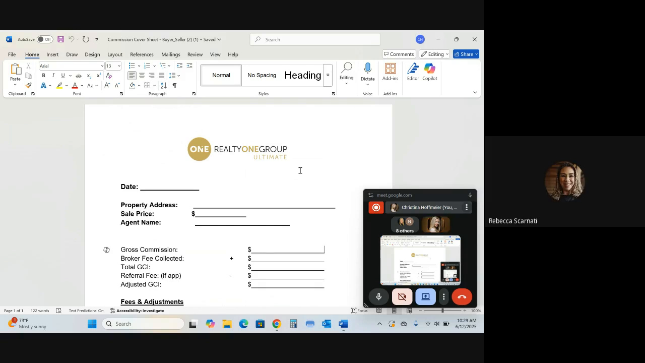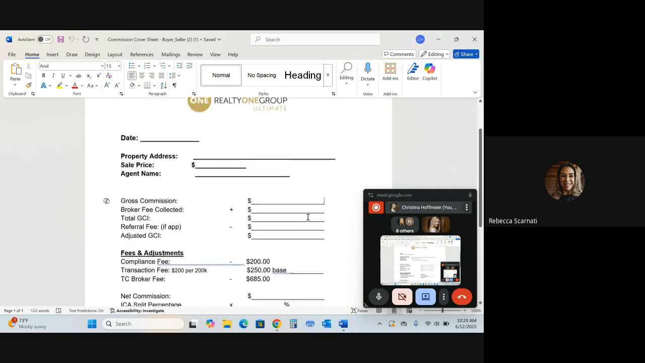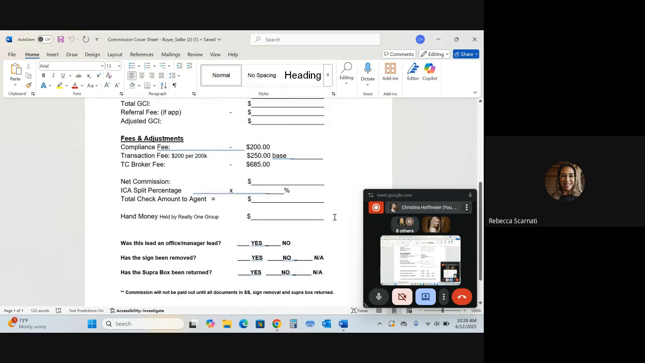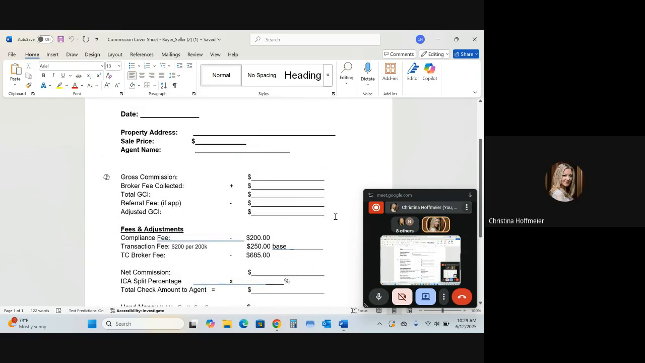Yes. So say, for instance, we have two agents in the brokerage that work on the same transaction. And on the sheet where we have to put the hand money that's held by Realty One, especially if, like, say I do a dual where I work both sides, is there a confusion, or is there a certain person who should write the hand money down on there?